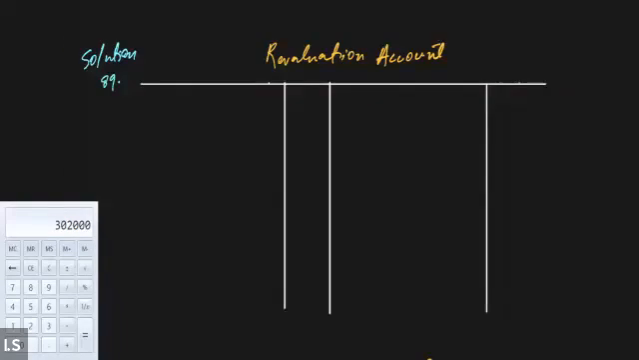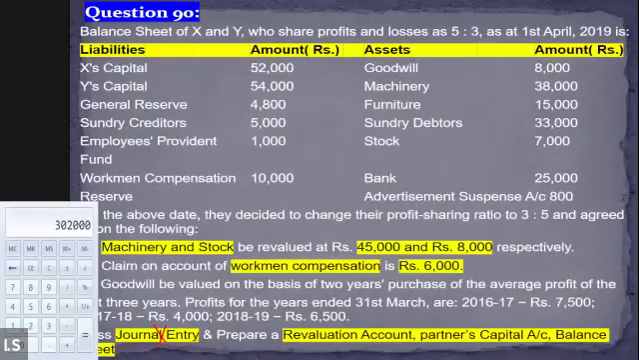All right, done. So first of all, let's continue with the revaluation account. In this question, there are two partners, X and Y. They have the profit sharing ratio as 5:3, and their new profit sharing ratio is 3:5. Their machinery and stock has been revalued to 45,000 and 8,000.